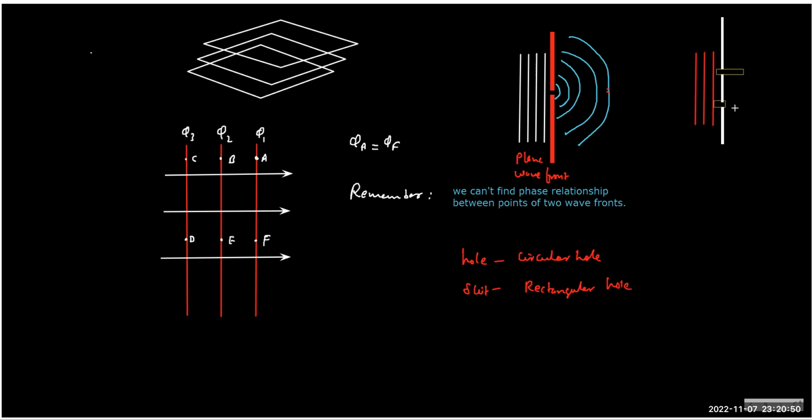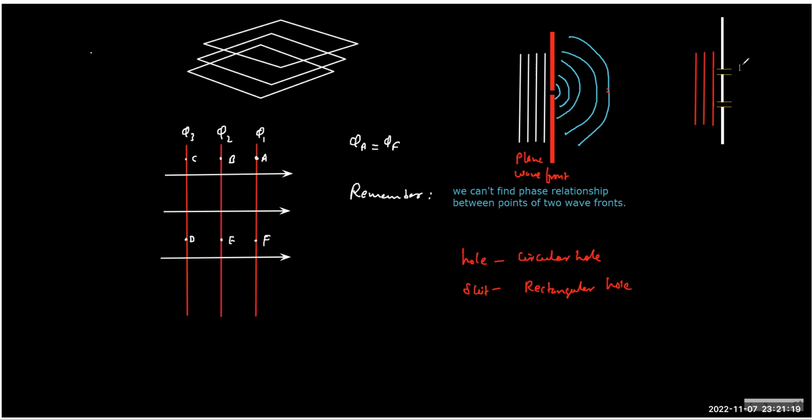So there are two things which you need to know. One is called slit separation. Another is called slit width. So what is the role of slit width? What does it represent, guys? It represents the intensity of the secondary source.